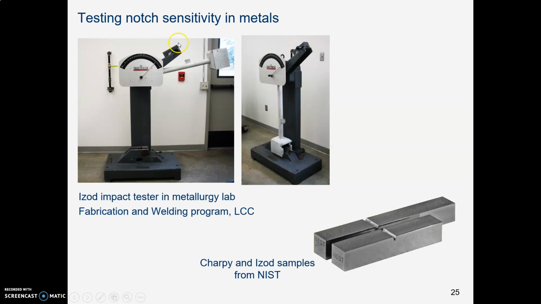And here is an impact tester that is out in the metallurgy lab at LCC, out in the fabrication and welding program. So this arm has a very heavy weight on the end. Here it is pulled up. Here in the next picture, here it is, it's been released. And so what they do is they put, in this case, a metal sample down here, and they calibrate how much force they are going to let this release with, and see how much force it takes for this sample to crack.